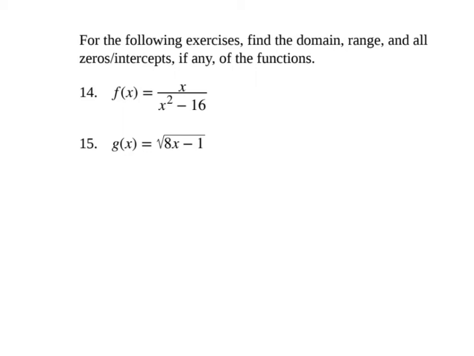In the next set of exercises, we're given a list of functions. Like in number 14, we have f of x, and number 15, we have g of x. And we're asked to find the domain, the range, and any zeros or intercepts. So let's go ahead and do that. And I'm going to start with number 14 here. 14 happens to be a rational function.